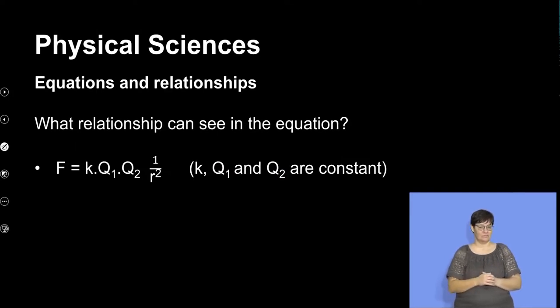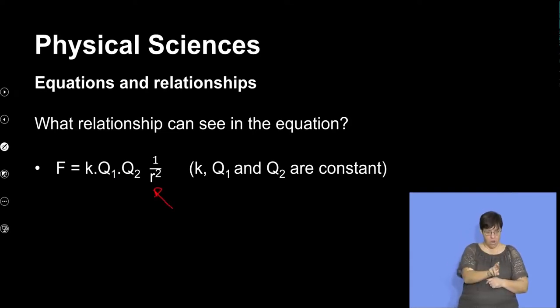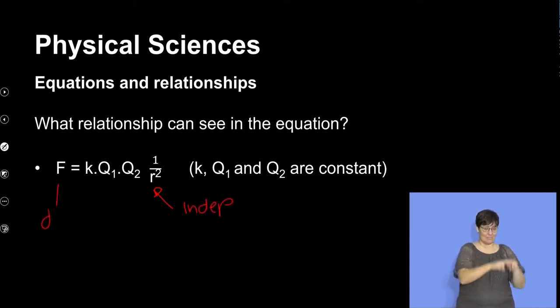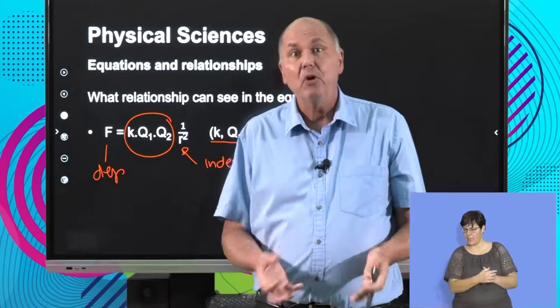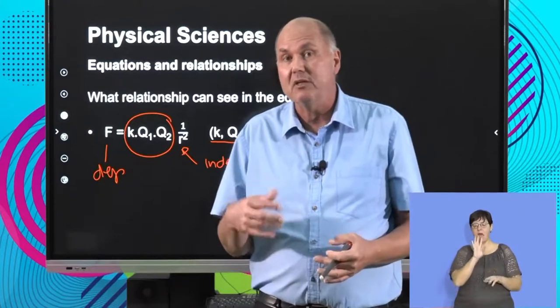Now, let's separate out and do a relationship where we let r be the independent variable. So let r be the independent variable, this is the dependent variable, and let's make that the constant. So K, Q1, Q2 are constant. What sort of graph do you think we will look at now? What sort of relationship can we start to see?